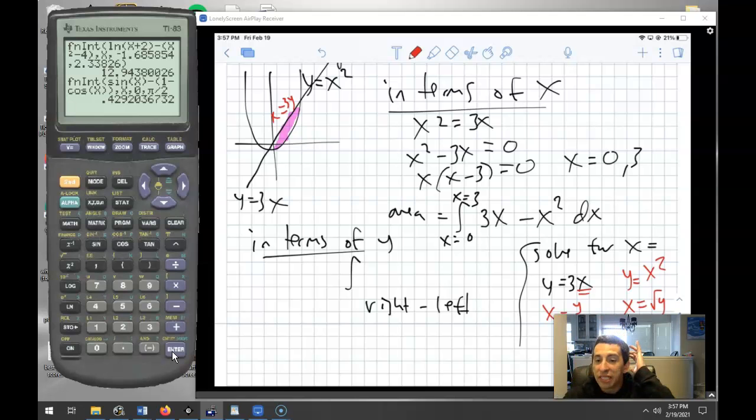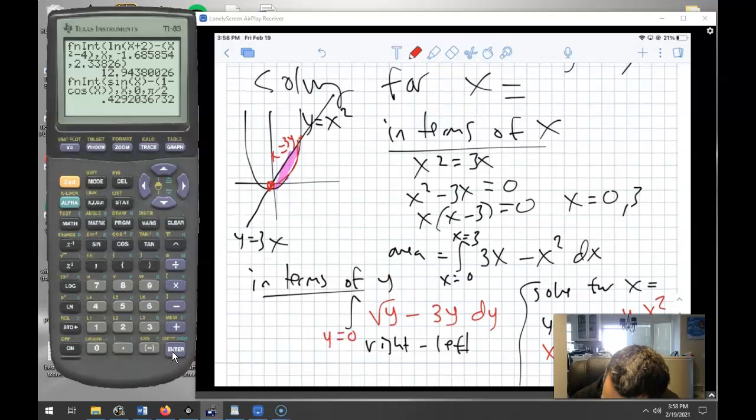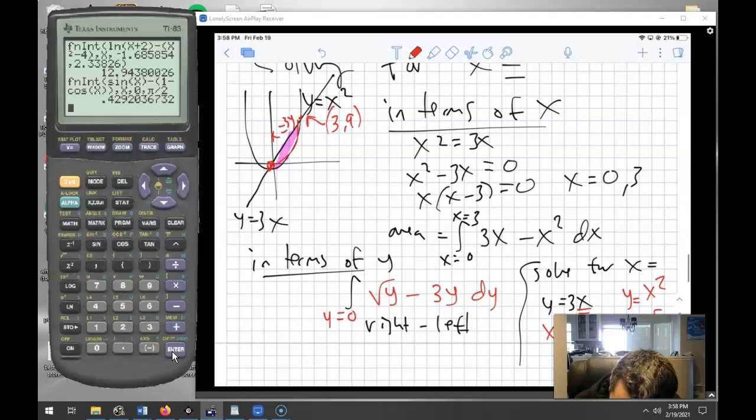So I could solve this same problem by just saying, okay, if I wanted to do my right function here, that's going to be on the right side, so that's the root y. And then the other function is the 3y. Okay, and as for my bounds, we see one of them is at the origin, at y equals 0. And if I want to find the top bound, if x is equal to 3, 3 squared is 9, so that's the point (3, 9). So the y bound there on top would be y equals 9.